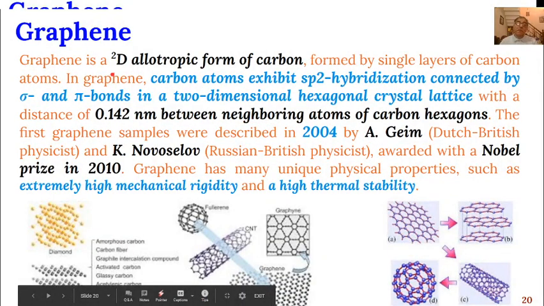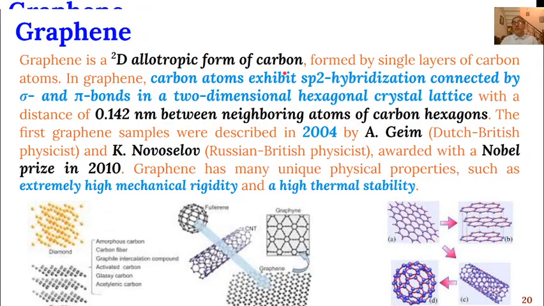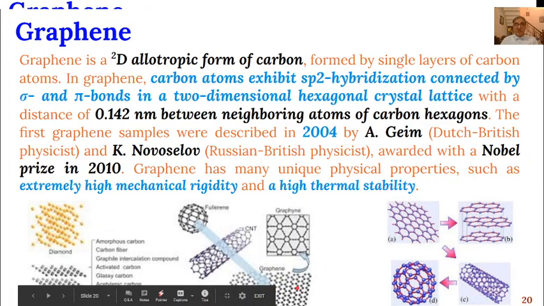Then there is graphene. Graphene is a two-dimensional allotropic form of carbon formed by single layers of carbon atoms. In graphene, carbon atoms exhibit sp2 hybridization, and they are connected by sigma and pi bonds in a two-dimensional hexagonal crystal lattice. So this type of structure is there in the case of graphene, and it is formed from graphite.